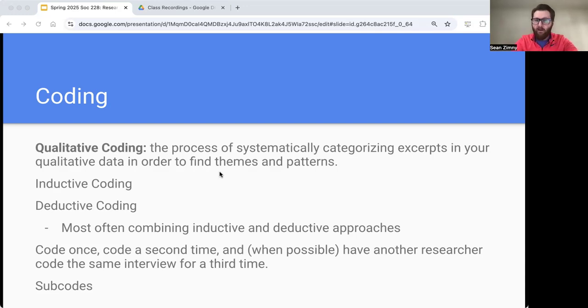Now, I know what you're probably thinking. You're like, well, how do you identify which one you're going to use? Well, you're likely going to combine inductive and deductive coding. So most often researchers do use a mix of both approaches.